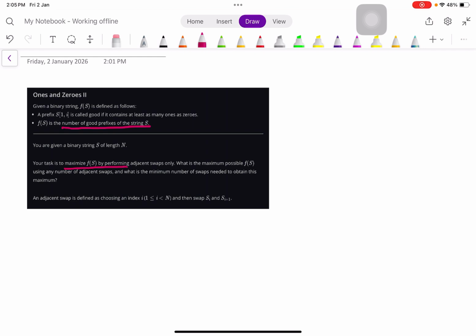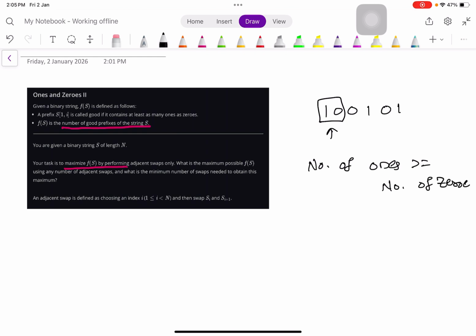Now, what is a good prefix? Let's say there is a given string, 1 0 0 1 0 1. A good prefix is one in which the number of ones is greater than or equal to the number of zeros. That is what a good prefix is.